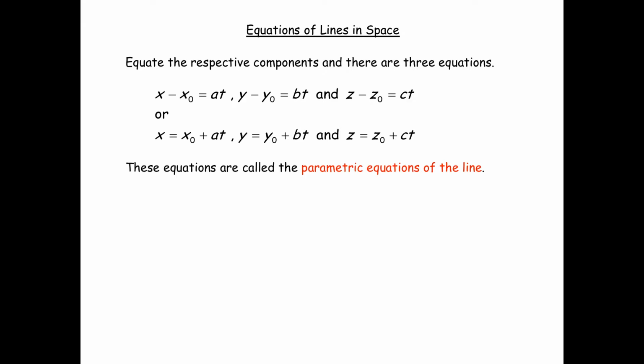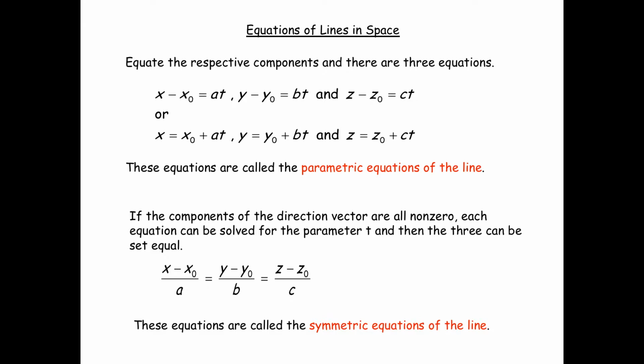What's in common in all these? T. So if we solve for t, we know that t has to be the same in each equation. So if we solve for t, we have t equals x minus x naught over a. T equals y minus y naught over b. T equals z minus z naught over c. This is what we call our set of symmetric equations, where essentially we solve for that extra variable t and set them all equal to each other. Okay. So we have parametric equations and we have symmetric equations.